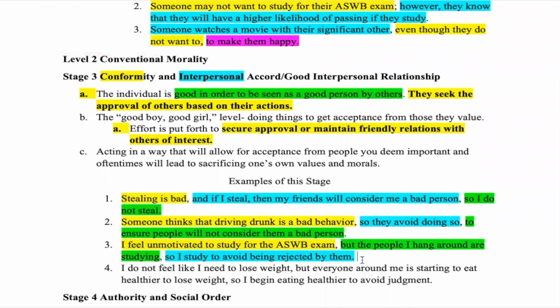So you may not even want to study. You're like, you know what? I'm not studying. It's out for me. But people around you are like, man, we studying hardcore. So you're like, man, I'm going to start studying, I suppose, in order to avoid rejection from those individuals.